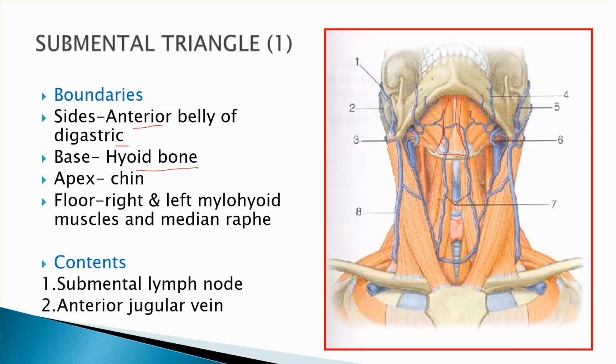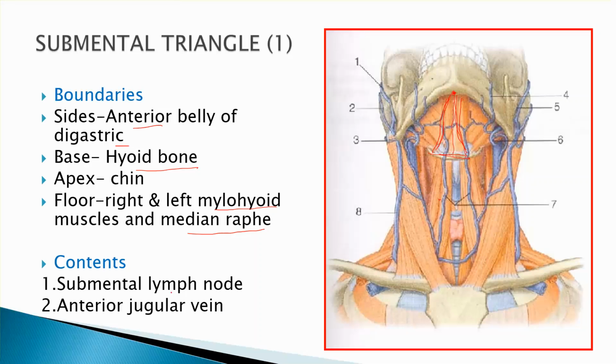As you can notice, there is a triangle over here. This is called the submental triangle. The apex is formed at the chin. The floor, the muscle lying below, is the right and left mylohyoid muscle, and in the midline it forms a median raphe. Can you see this white line in the center? That is the median raphe. These are the boundaries of the submental triangle.